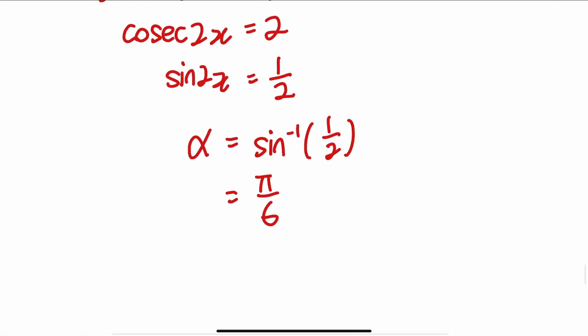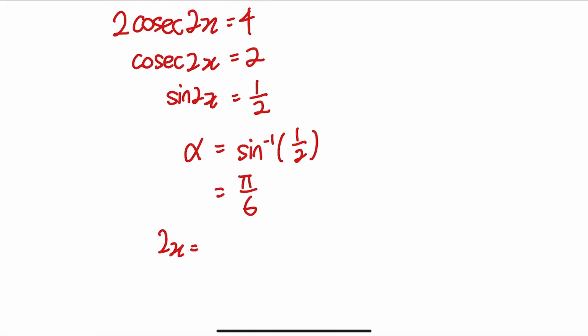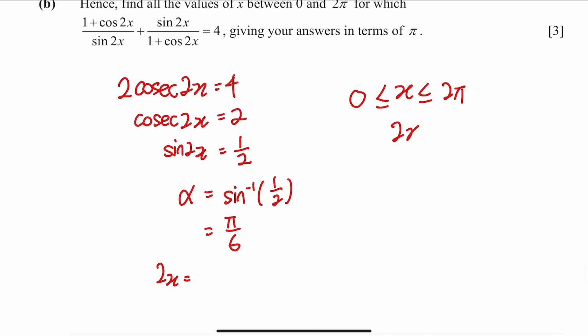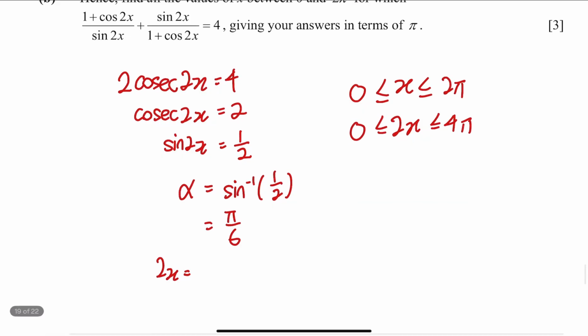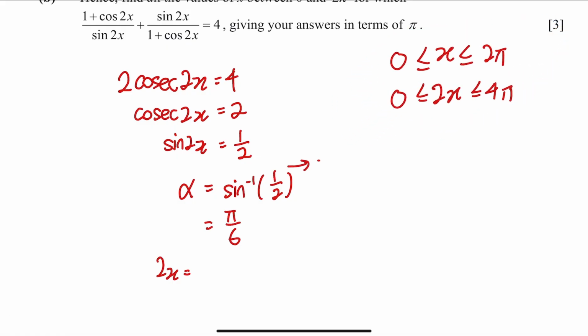Okay, therefore 2x is equal to, in this case over here, I check the range as well. I'm given that x is between 0 and 2 pi. So therefore, 2x is between 0 and 4 pi. So I know that sine 2x equals to half. This means that x is in the first and second quadrant.